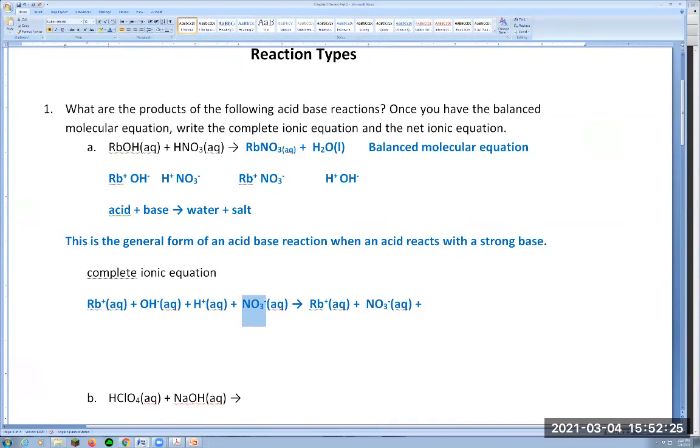That's on the reactant side. And then on the product side, we have the rubidium again, and then the nitrate, and they form this compound here that is soluble in water. And then the only thing we are missing here is the water. These H plus and OH minus, when they form water, you cannot keep them as ions. Formation of water is the driving force for acid-base reaction. So this is the complete ionic equation here. And it's balanced because there is one of each ion on both sides. So now let's write the net ionic equation.